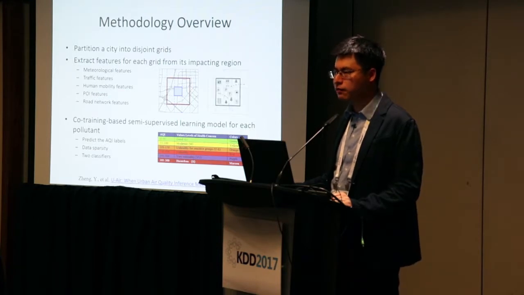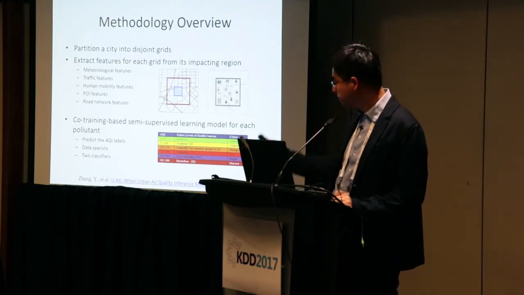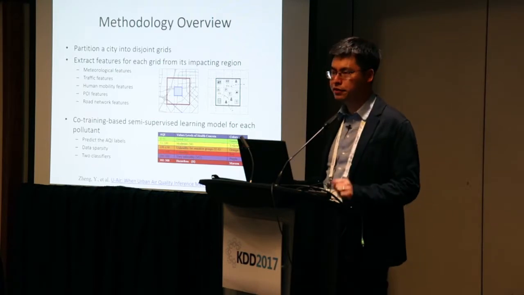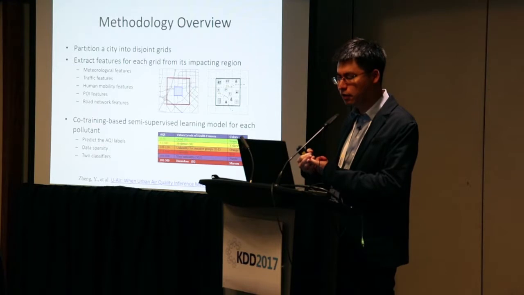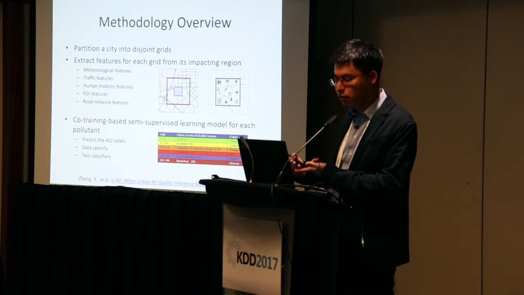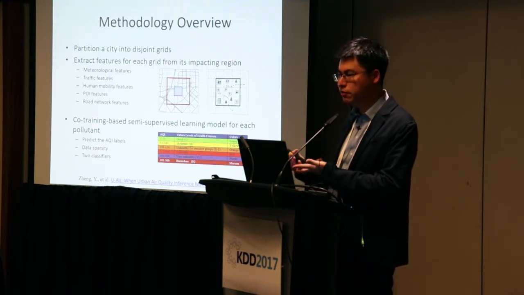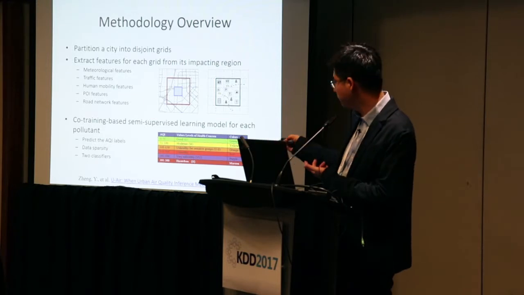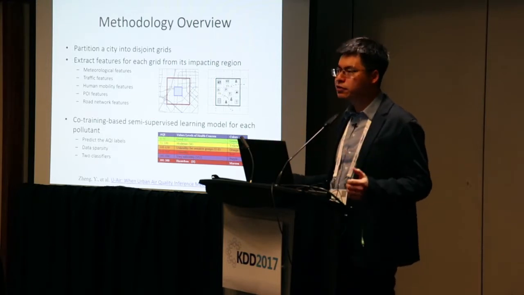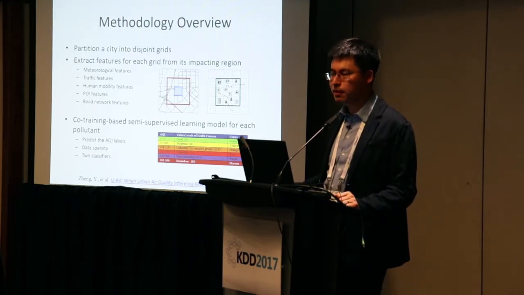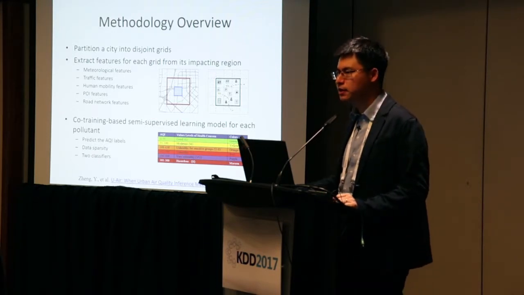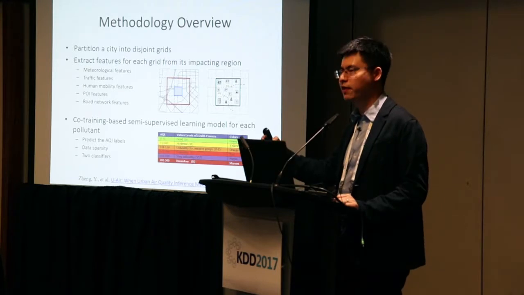Then we can extract 5 categories of feature from the impacting region for each grid. For example, what's the meteorological data in this region, how people move around, and what's the POI feature in this particular region. After the extraction, we can first formulate this problem as a multi-class classification problem. The prediction is a category of air quality.